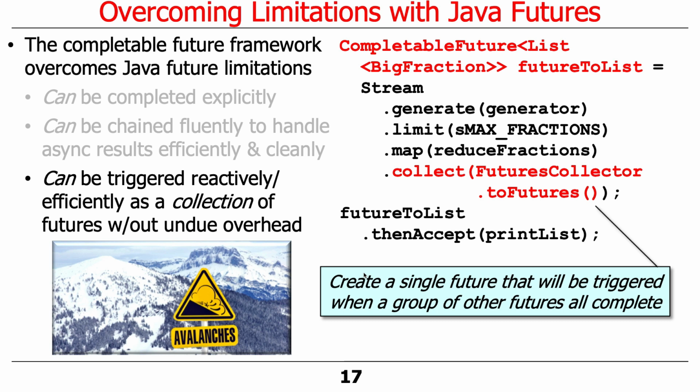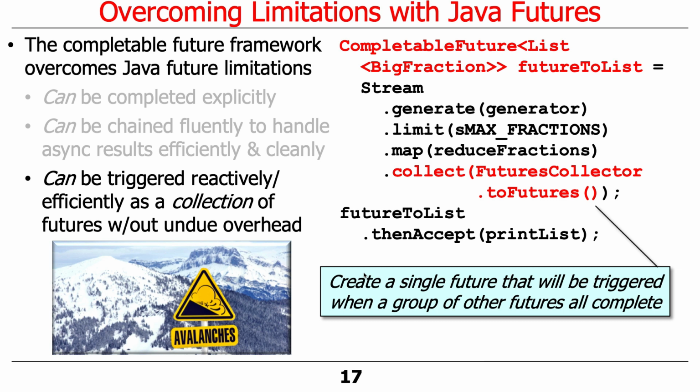And then what we're going to do is collect these things together using a collector that will do essentially what we'll talk about later as an arbitrary-arity method, which takes an array of running futures and gives you a single CompletableFuture that you can use to wait for all those other futures to finish running. So that's why it's reactive. So we're going to get a single CompletableFuture to a list of BigFractions. That's what we get. This is called futureToList, or CompletableFuture to list.